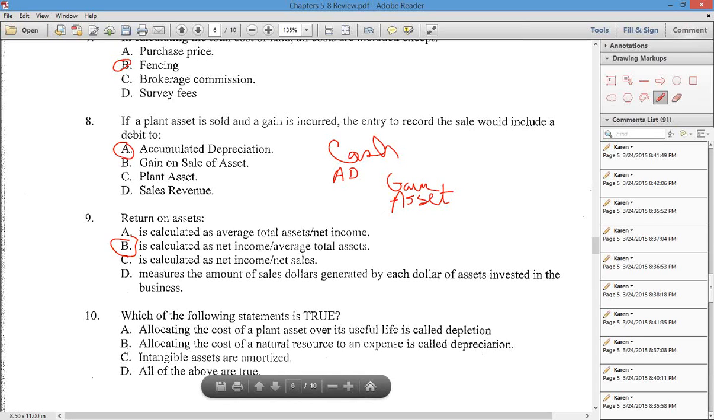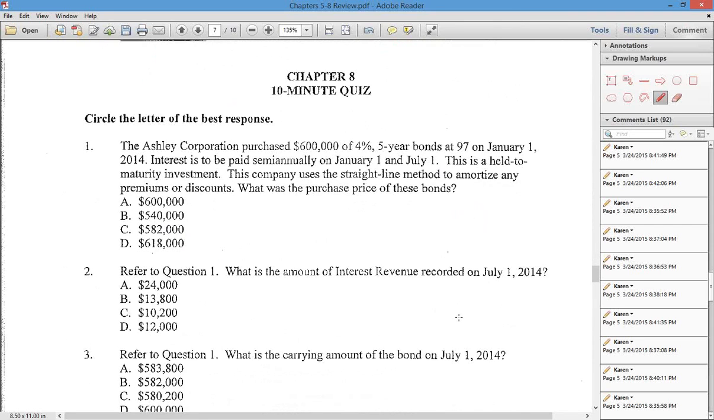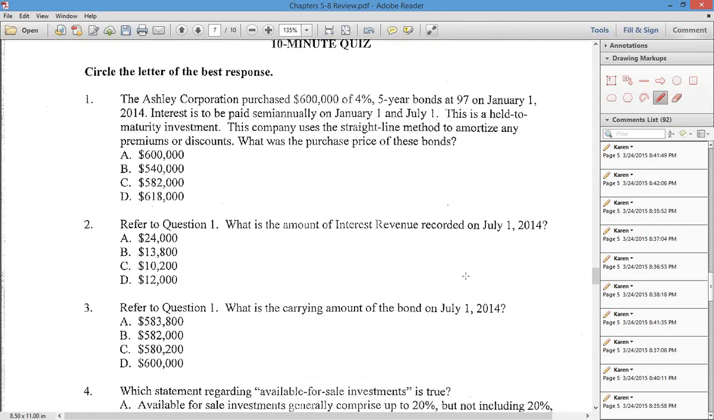And on 10, intangible assets are amortized. This is a little tricky because it asks you which one is true. Plant assets are depreciated and natural resources are depleted. So they've got those two terms mixed around. We just did Chapter 8, so it should be a little more familiar to you.